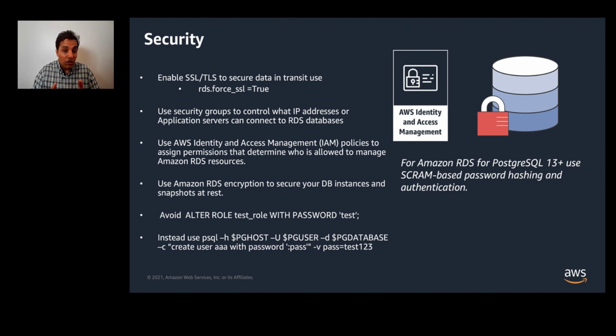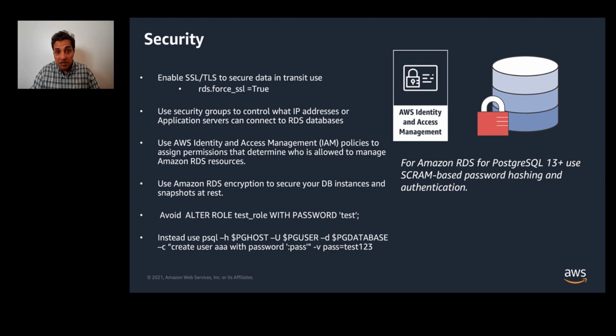In order to control who can connect to the database, you can leverage security groups. Basically, you define in the security group which application servers are allowed to connect to the RDS instance. So it's important to restrict who can connect, and from where they can connect, to the RDS database.